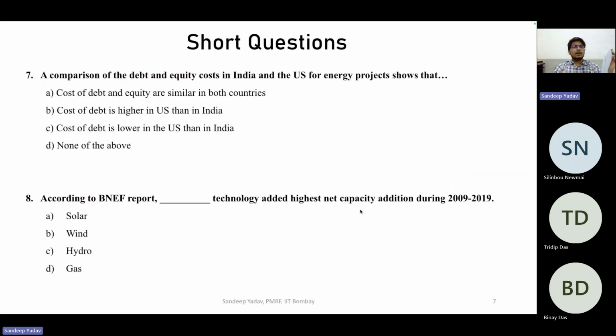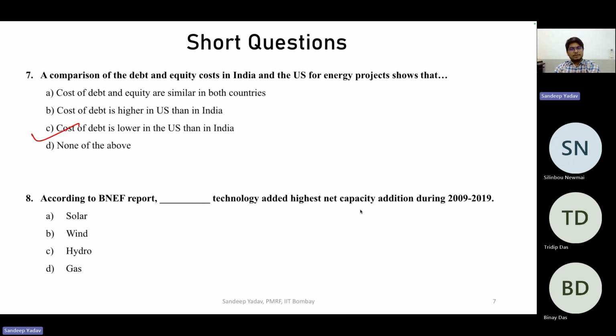Move to question number 7. A comparison of debt and equity cost in India and the US project shows that the cost of debt and equity are similar in both the countries. So this we have already covered. The cost of debt is lower in US than India. It's a repeated question by mistake. Now moving to question number 8.